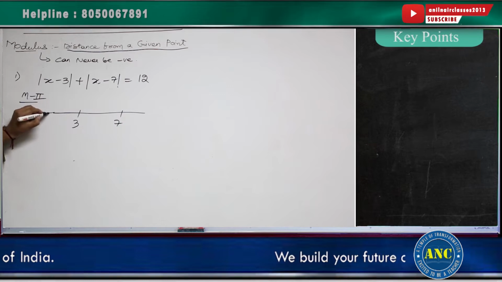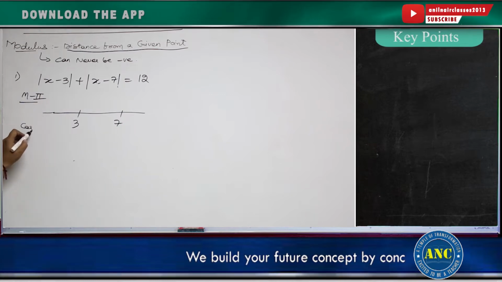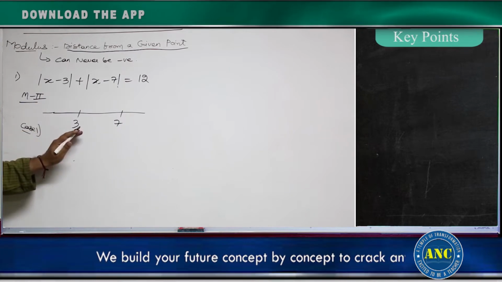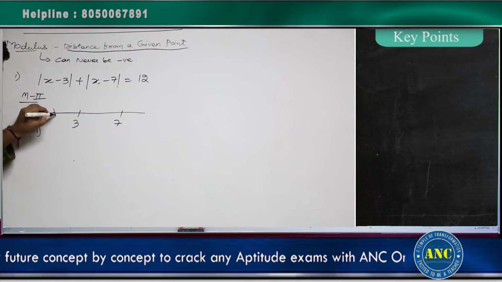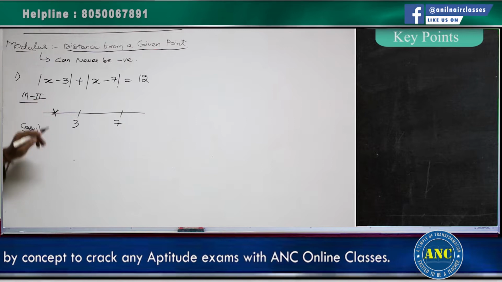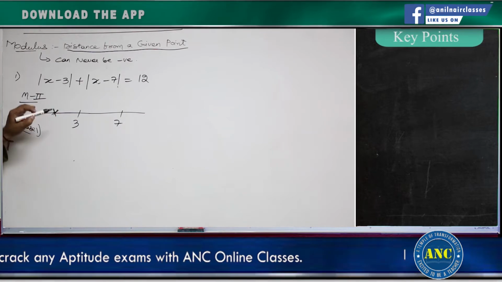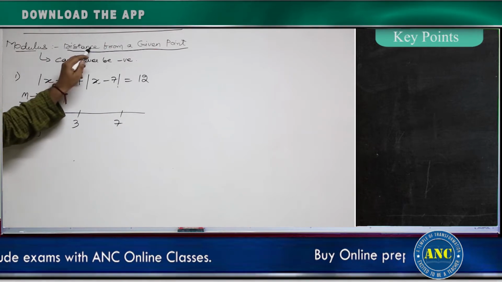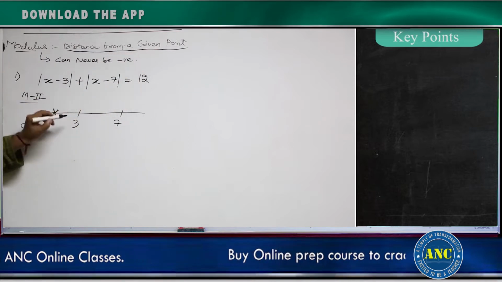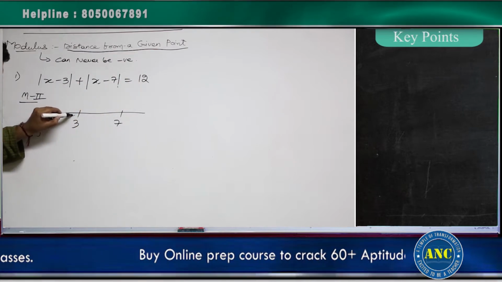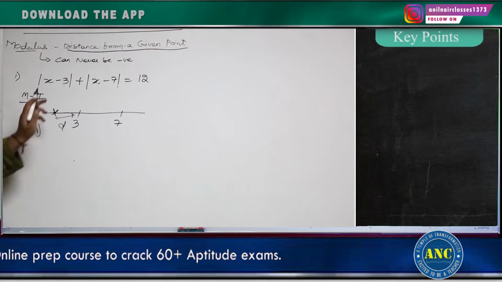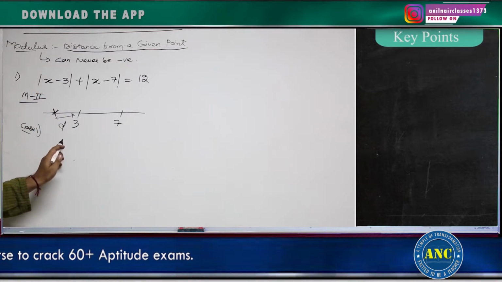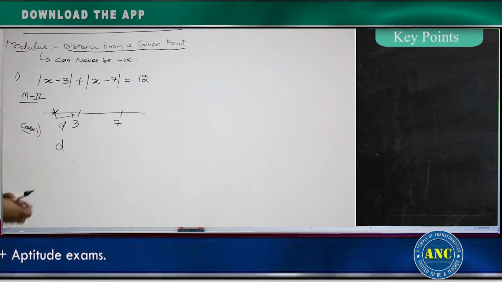Now assume case 1, that there is a point to the left side of 3 that is satisfying the equation. Hypothetically assume that this is the point. We don't know what the value is, but we know that modulus is a distance from a given point. From the point to 3, it is at some distance. I will call that distance d. So mod x minus 3, from 3, it is at a distance of d.